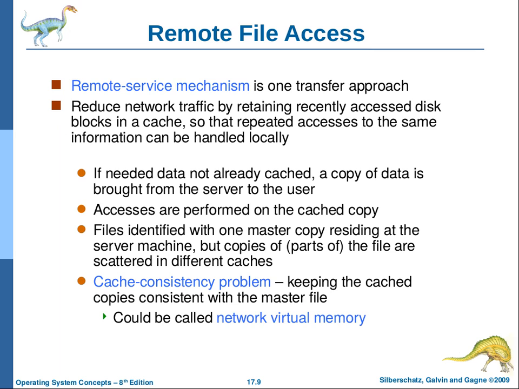So first off, if you don't have the data, you get it from the server. Access is performed on the cache copies. So files identify one master copy residing on the server machine, but copies of the files are scattered in different caches. What they're basically saying here is, while the server has the master, you may have different pieces cached in different locations, and that's perfectly fine. But then you have the cache consistency problem. We need to keep everything consistent with the master file. So there might be some type of system we need in order to enforce that. Y'all see the consistency problem? Yeah, we ignore it. You ignore it. But you see that's an issue?